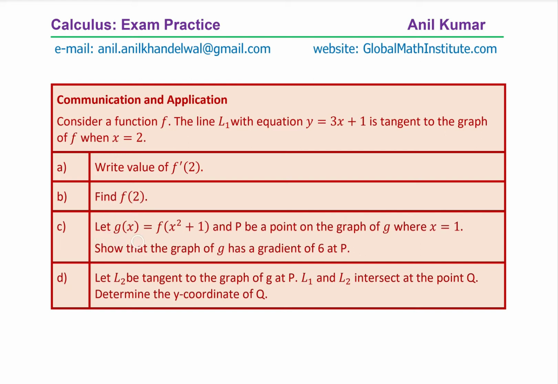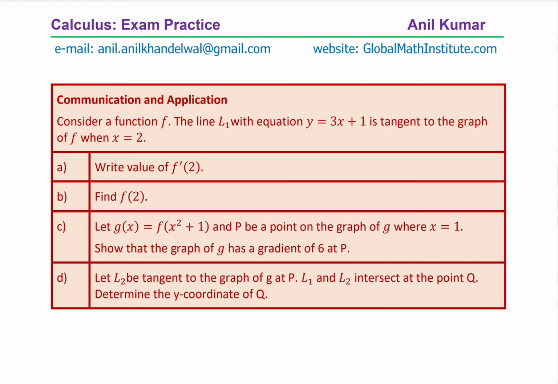C, let g of x equal f of x squared plus 1 and P be a point on the graph of g where x equals 1. Show that the graph of g has a gradient of 6 at P. And D is, let L2 be tangent to the graph of g at P. L1 and L2 intersect at the point Q. Determine the y coordinate of Q. You can always pause the video and answer the question.